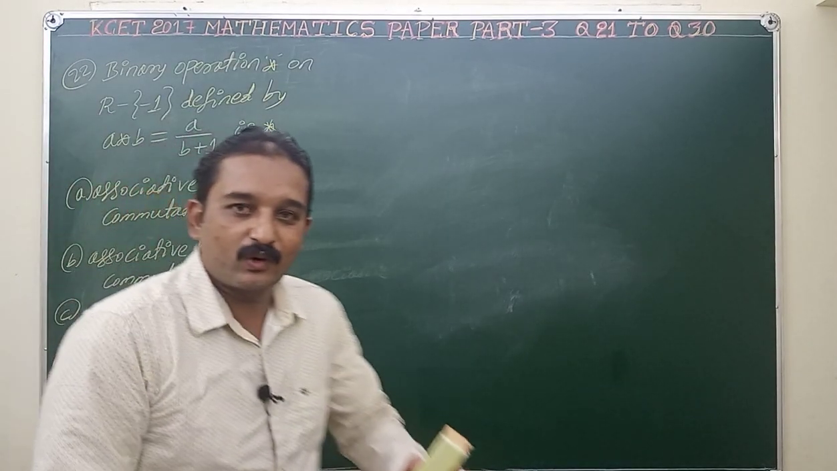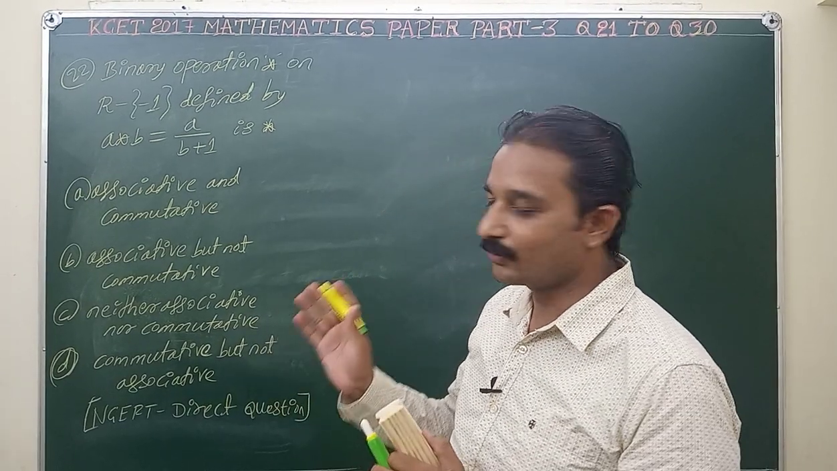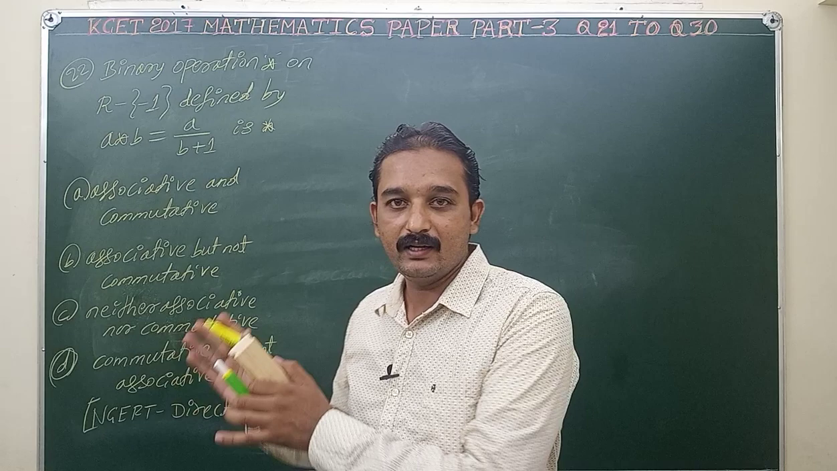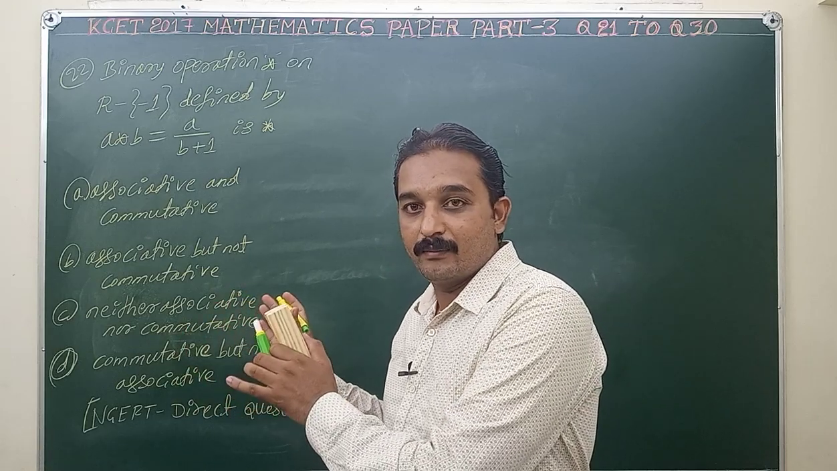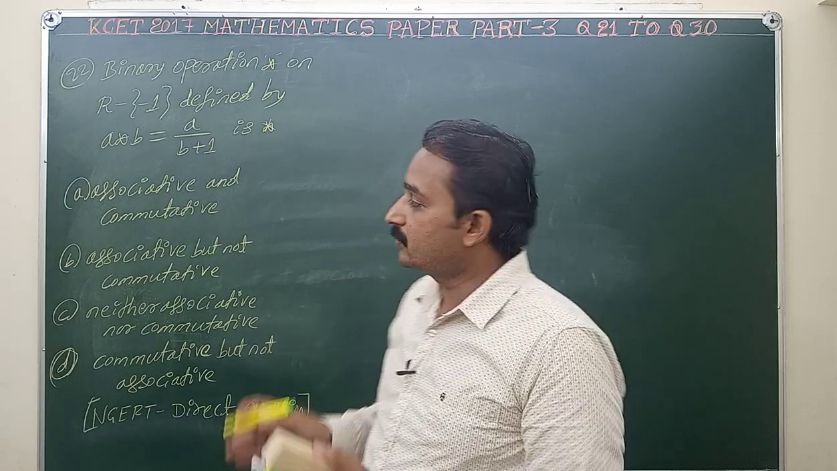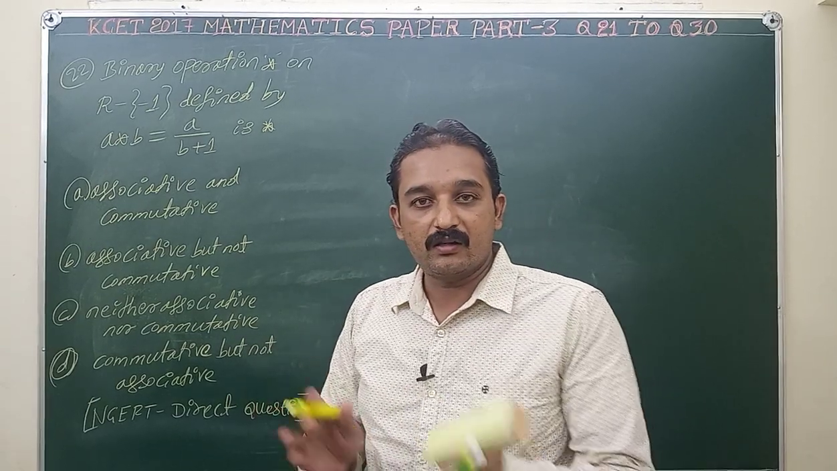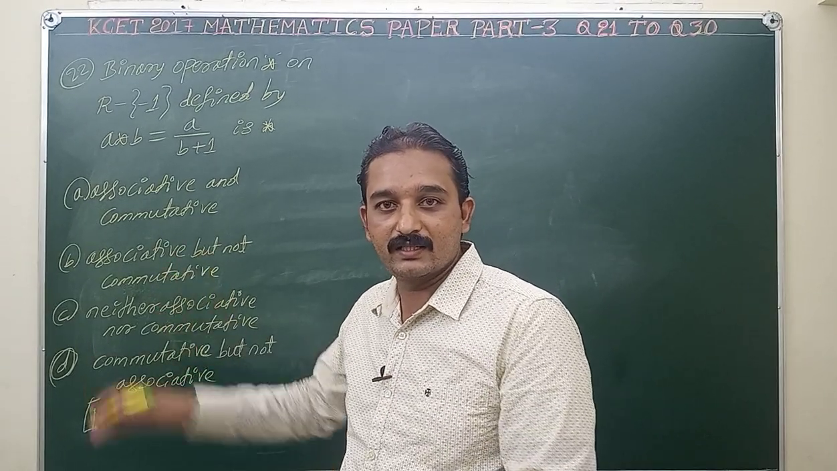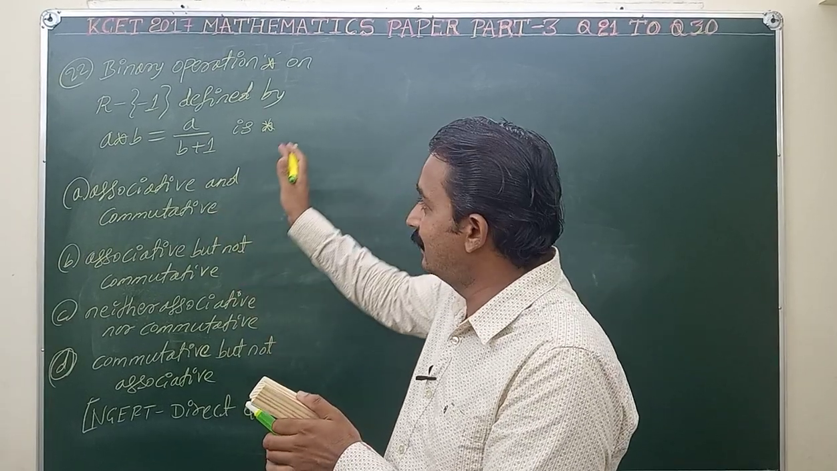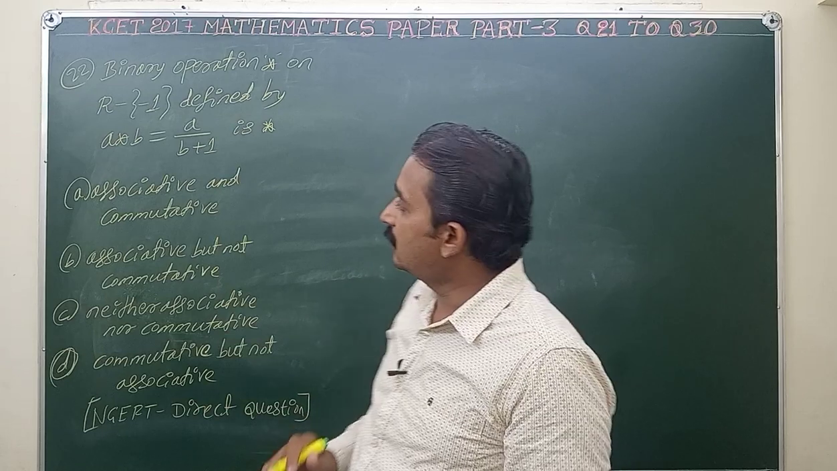So now let us move on to the next question. Question number 22. This question is based on the chapter relations and functions, particularly binary operation, in particular commutative and associative laws. Usually they ask 5 or 6 questions on this chapter in KCET, and they ask this type of question in theory also. It carries 2 or 3 marks. Now let us see the question.